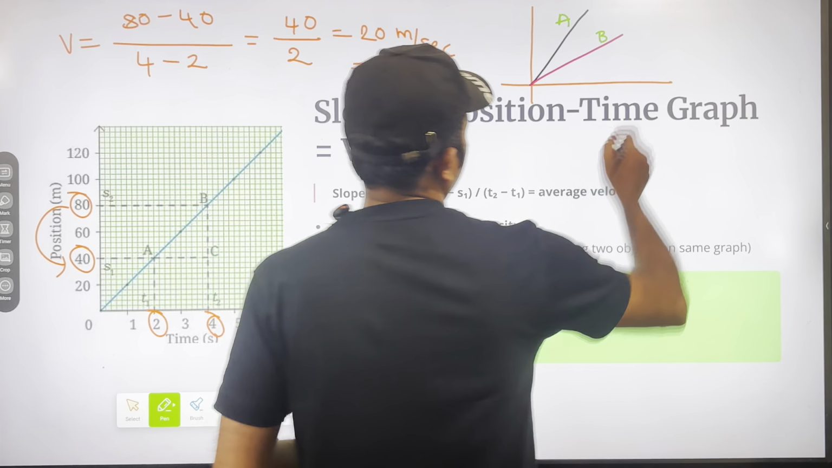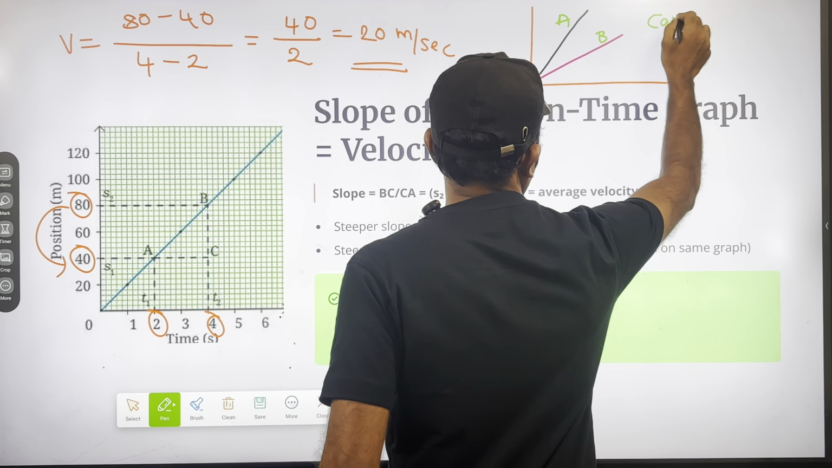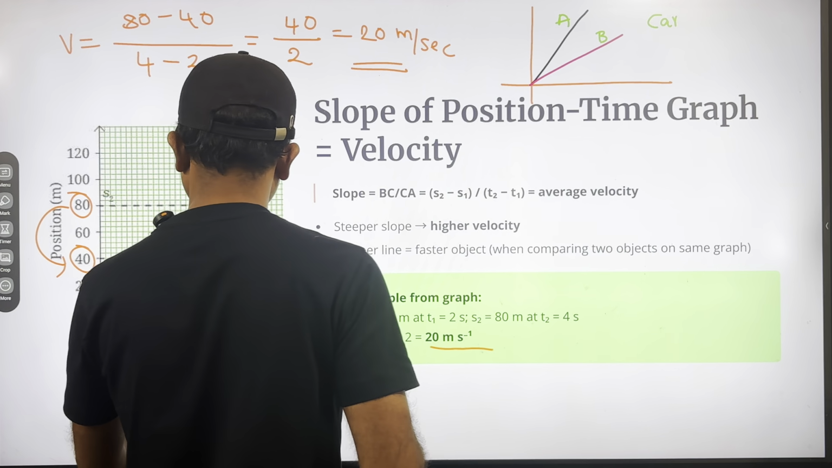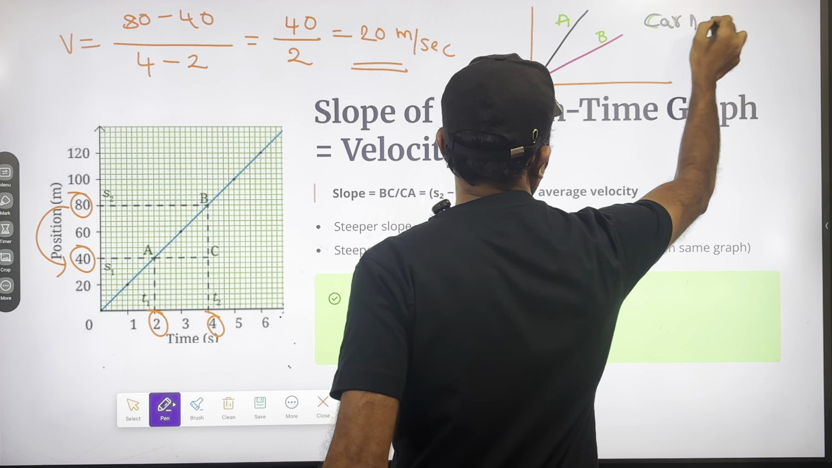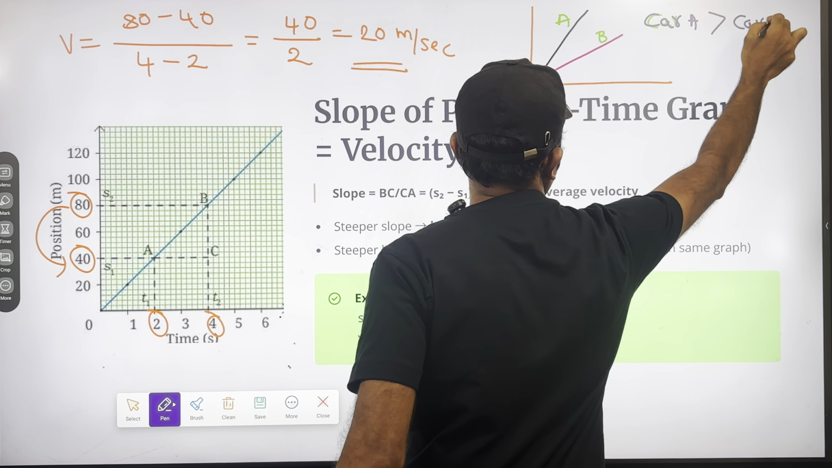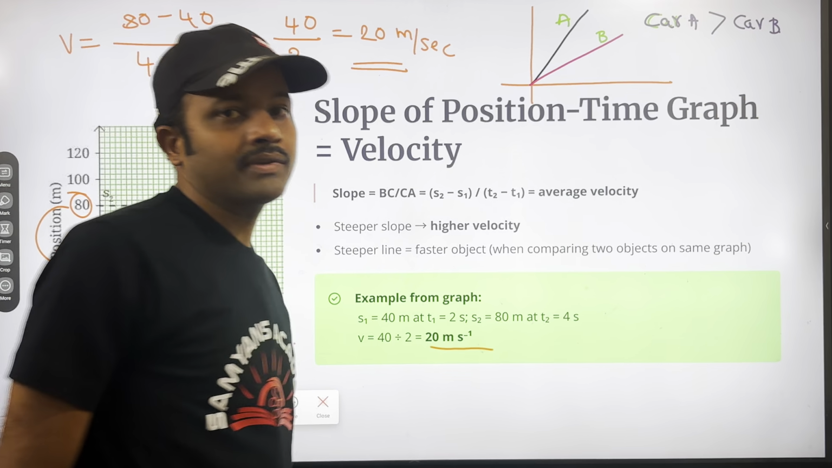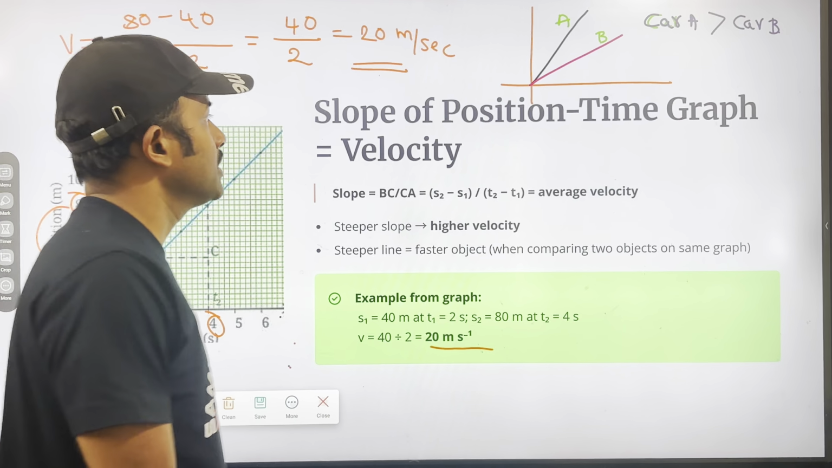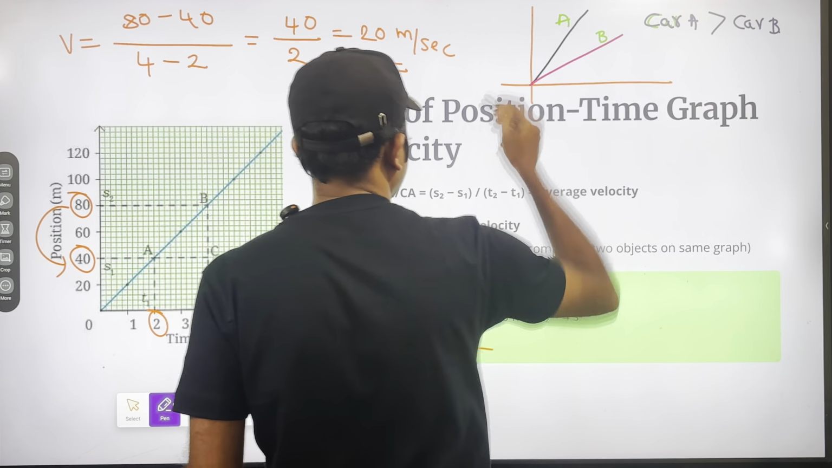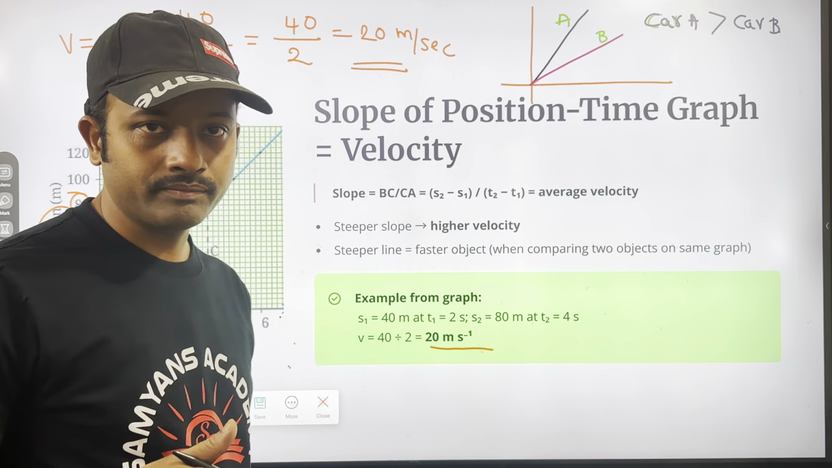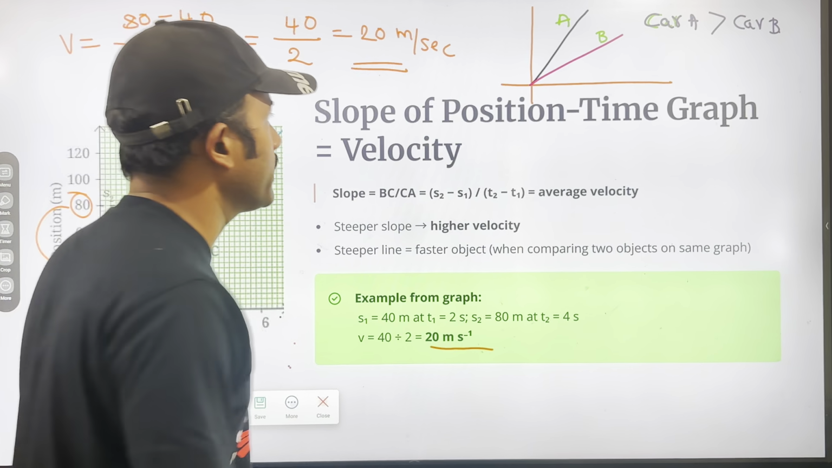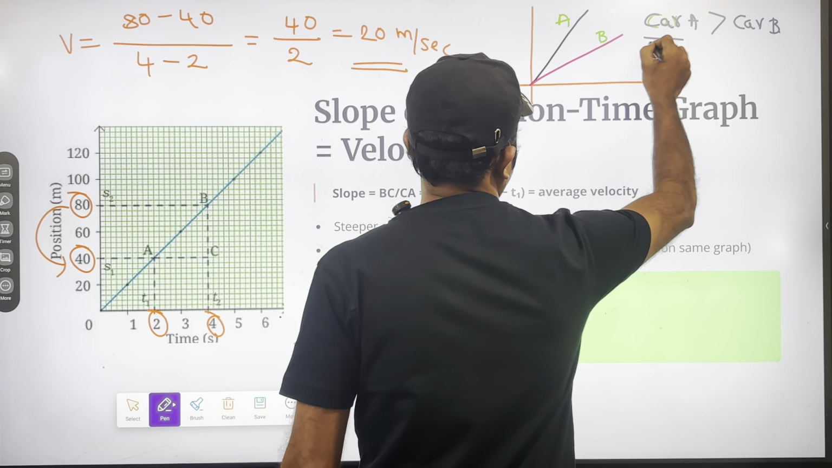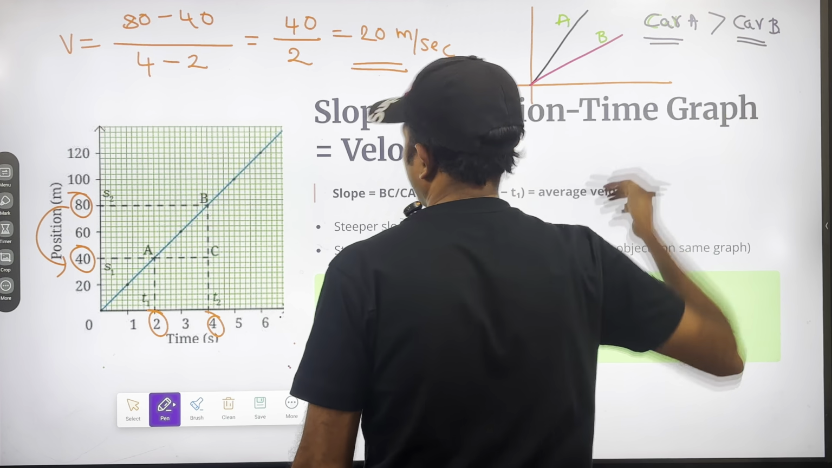So the velocity of car A is greater than the velocity of car B. Why is the velocity of car A more? Because car A is moving with more slope, so the slope value is more, and the velocity of the car is also more. So car A is moving faster than car B.